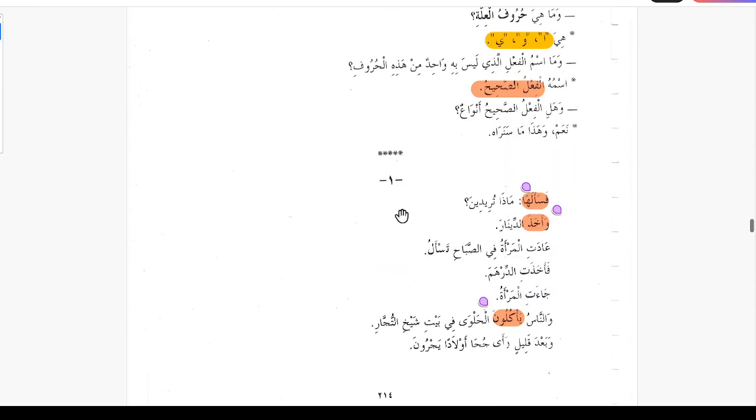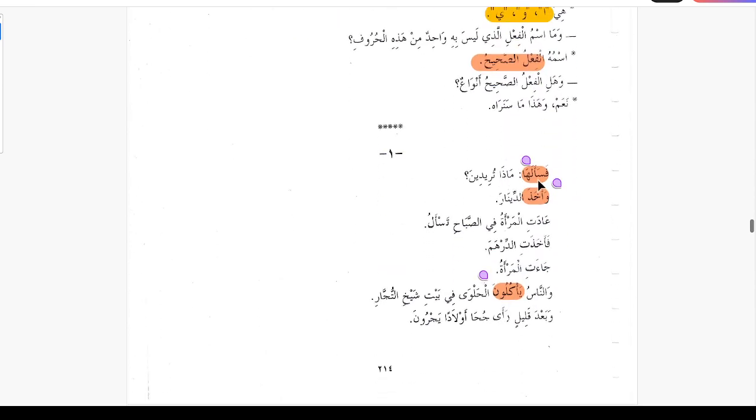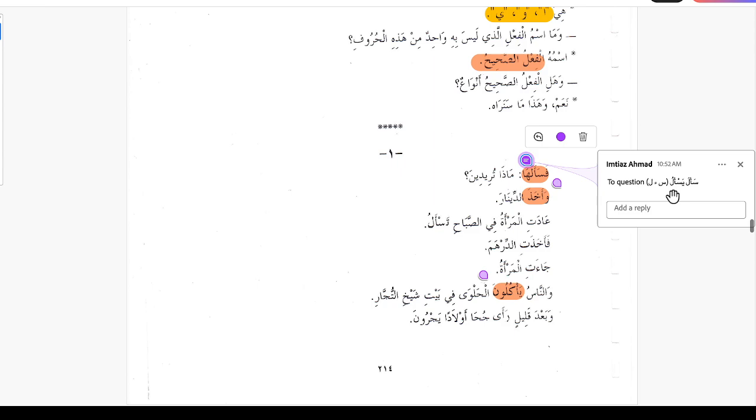Here is the first group of examples. فَسَأَلَهَا, and he asked her, مَاذَا تُرِيدِينَ, what does she want? So Sala is the verb Sala yasalu, to question. The root letters of the verb Sala are Sin, Hamza and Lam, to question. وَأَخَذَ dinara, and he took a dinar. So the verb is Akhaza Yahuzu. The root letters of the verb are Hamza, Kha and Zal, to take.